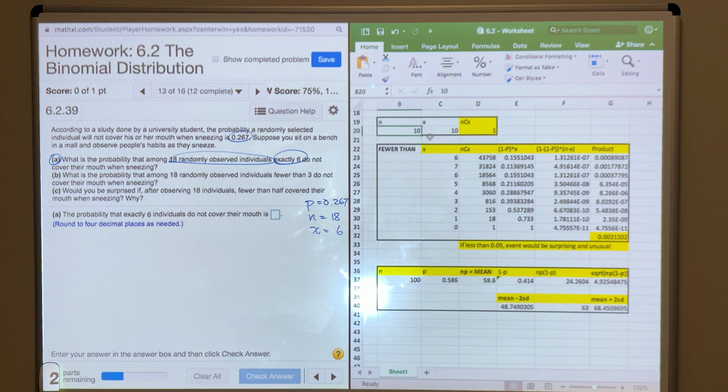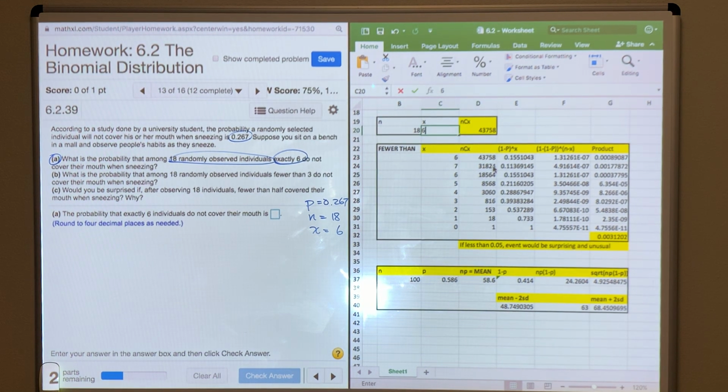So what is my N? My N is 18. My X is 6. So my NCX is 18,564. Okay? I got that from right up here. You get it however you want. Okay? So 18,564 is my NCX. Now I need to do 1 minus P to the power of X.